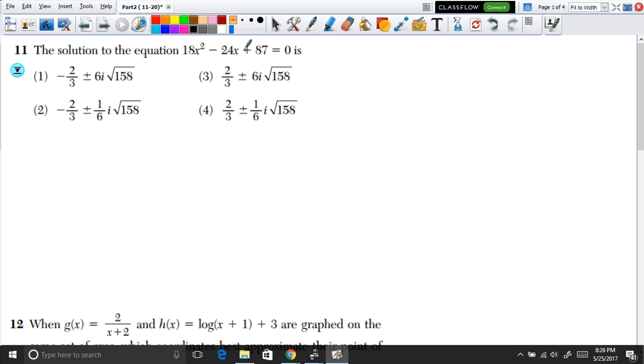Well, one thing that I do notice before we even start looking for a solution is that there is a number that can fit into 18, 24, and 87, and that is 3. So before we start on analysis, we can factor out 3. Let's make our problem even easier. If we factor out 3, then we have 6x squared minus 8x plus 29 equal to 0.